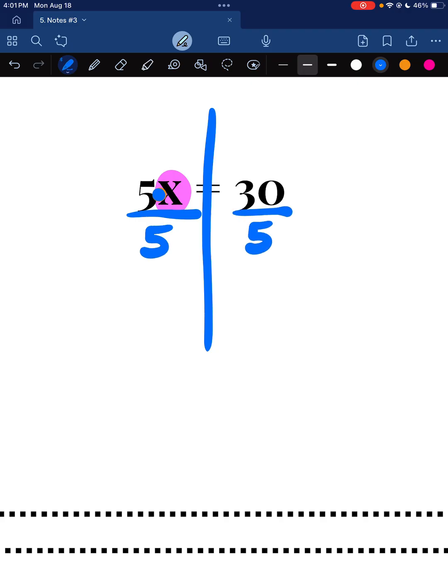Do not change the sign, so don't divide by negative 5. You divide and multiply by whatever number you see. So this one, 5 divided by 5 is just 1, so this is 1x. Typically, when there's a 1 and an x there, I cross them out. You don't have to. So 1x equals, and then 30 divided by 5 is 6.